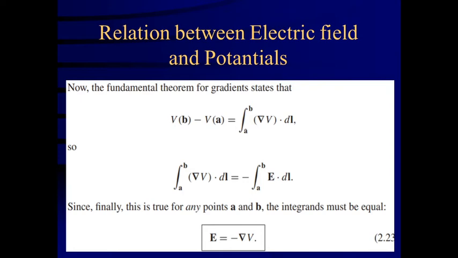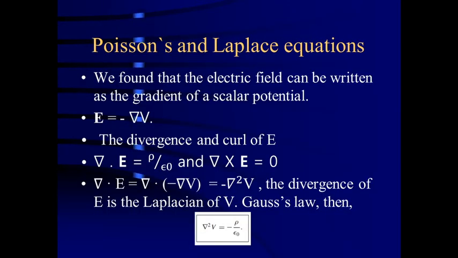And from this, finally, it is true for any points A and B, the integrals must be equal. So from this one, we can find out E is equal to negative gradient of potential. This is a very important equation. It relates the electrical potential and electric field.